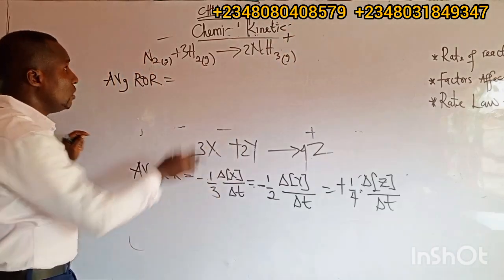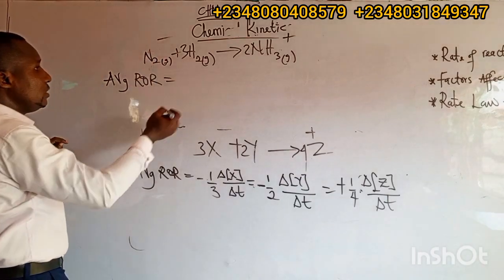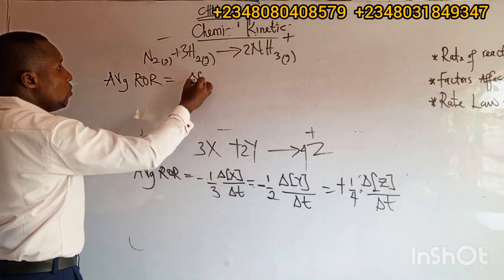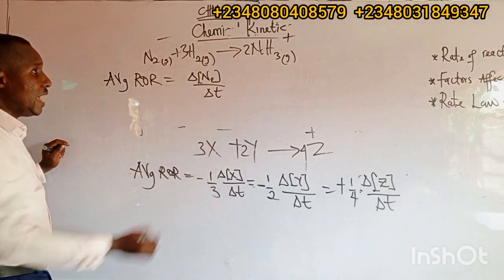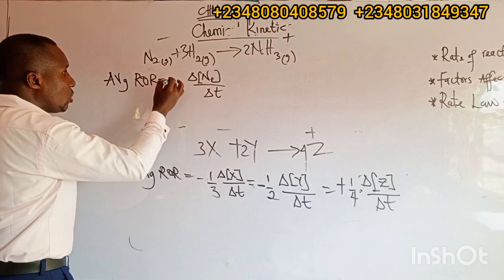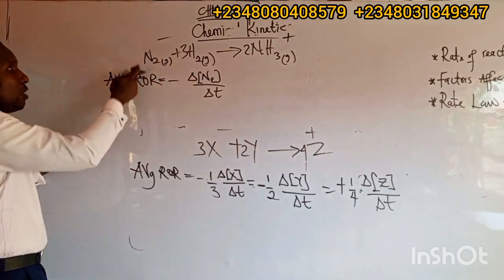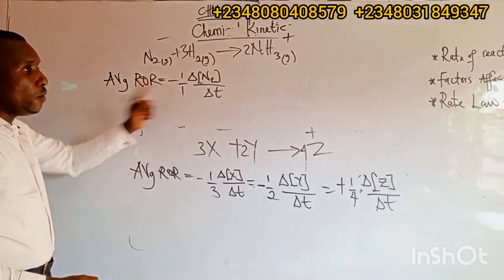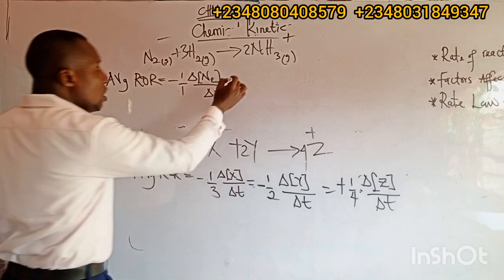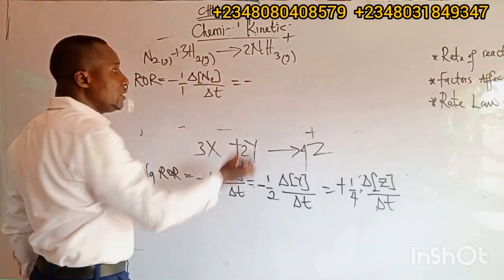Increasing in concentration. The reactants are decreasing in concentration, negative sign. Therefore, for this, we have change in what? Nitrogen gas over change with respect to time, then decreasing in concentration, minus. What is the coefficient? The stoichiometric coefficient, 1, that is divided by 1, so 1 over 1.